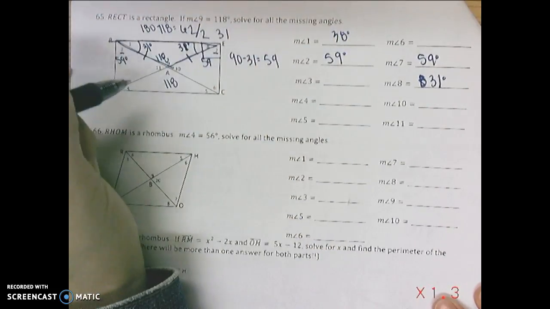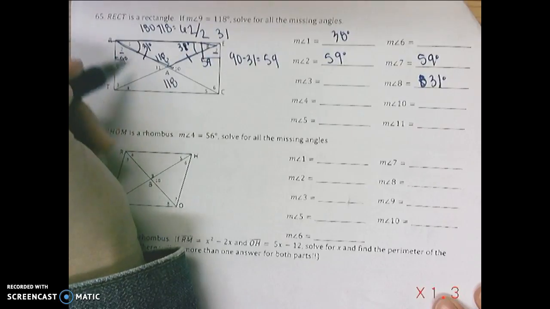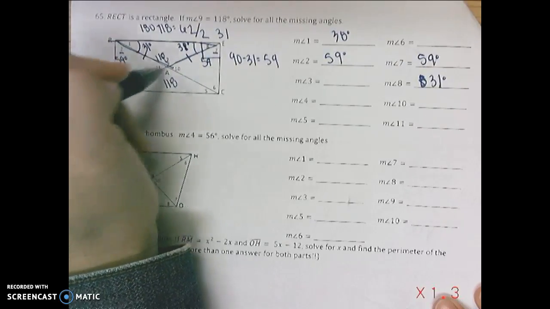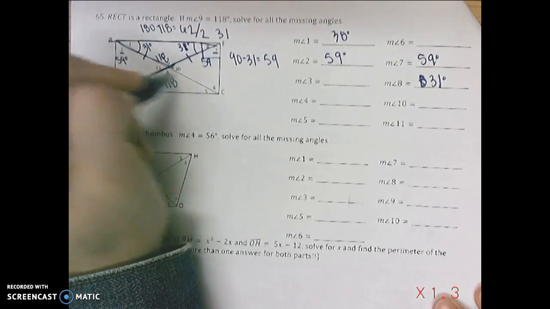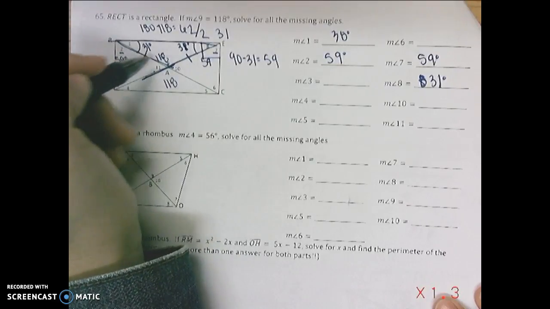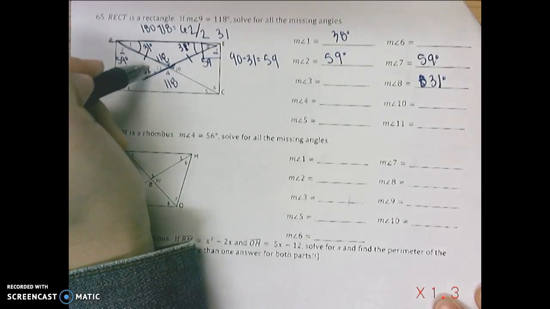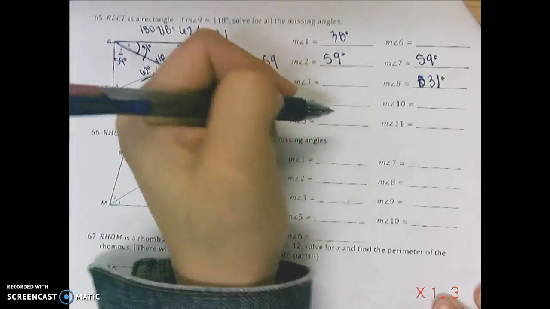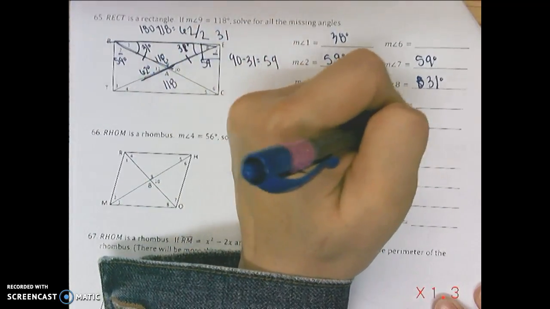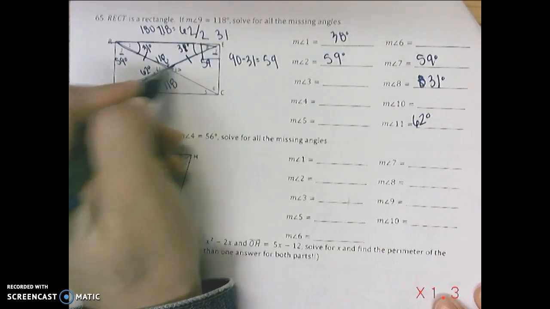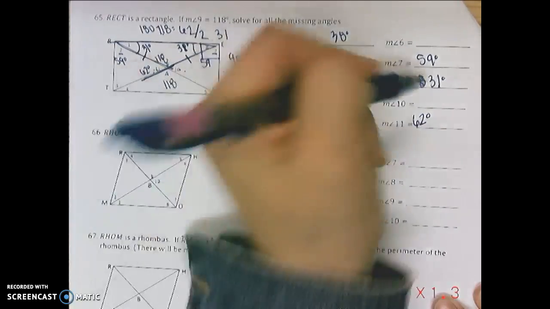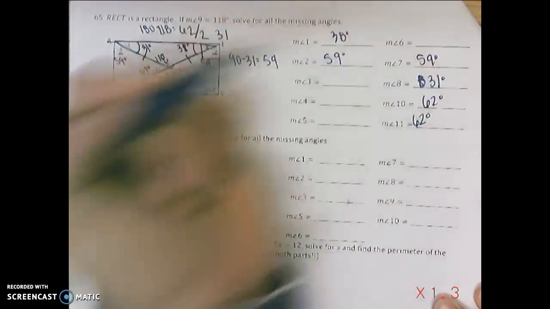Okay, well then we start looking here, and 118, well, angle 11 and angle 9, they form a linear pair, so again 180 minus 118 is 62 degrees, so angle 11 is 62 degrees, and 11 and 10, they're vertical, so that is also 62 degrees.